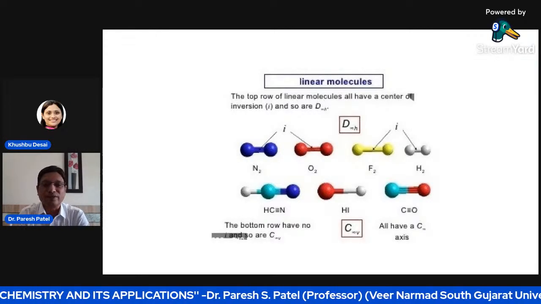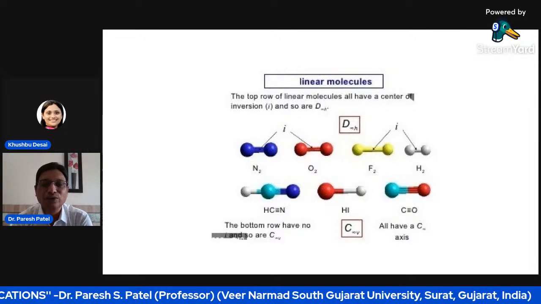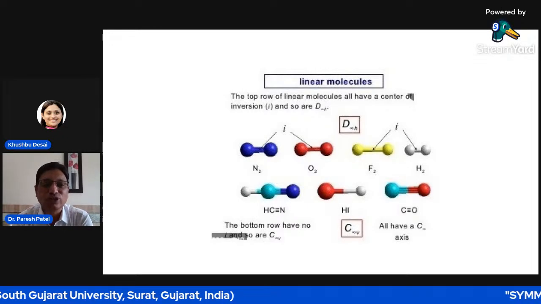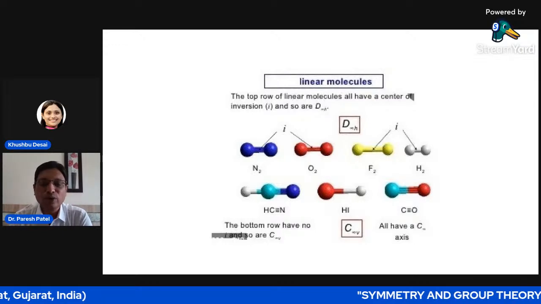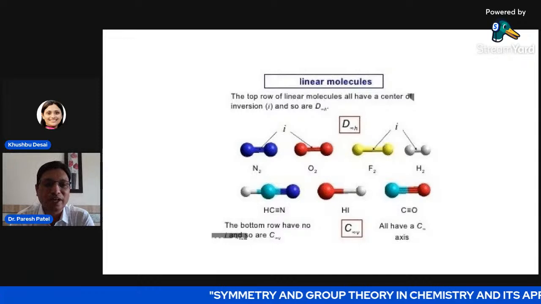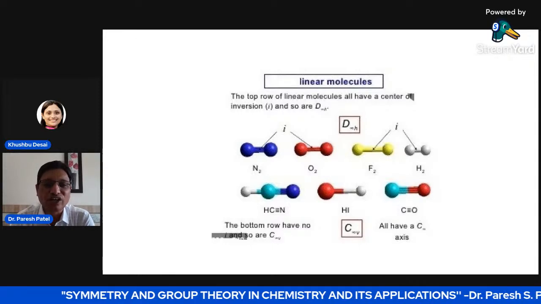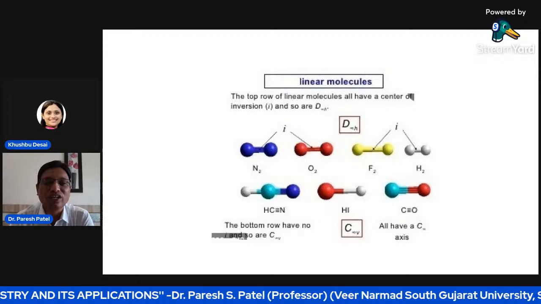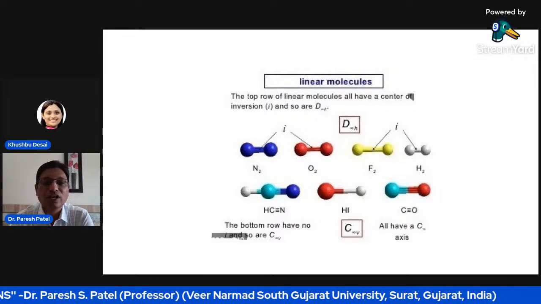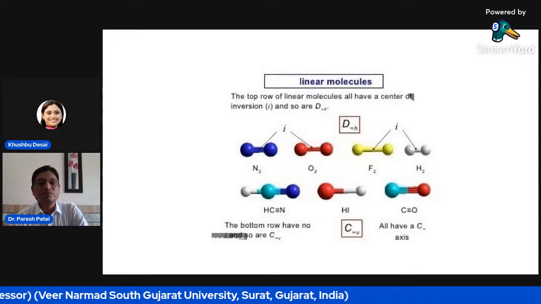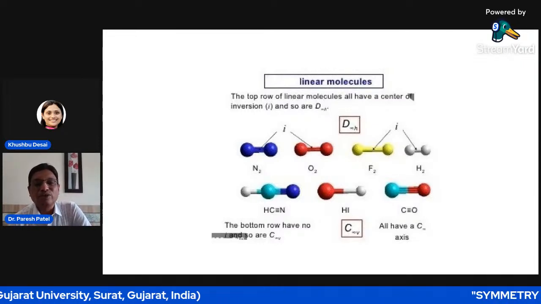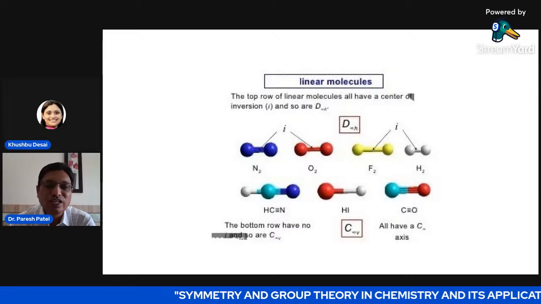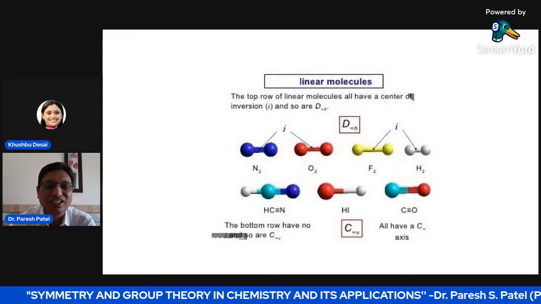These are the linear molecules: nitrogen, oxygen, hydrogen, carbon monoxide, hydrogen cyanide gas, and HI molecule. Now, according to the chart, first we ask whether the molecule is linear or non-linear. If linear, then C infinite v or D infinite h point groups are present. In the case of nitrogen, oxygen and hydrogen, the planes are perpendicular to the main principal axis, so sigma h is present. It means the point group can be assigned as D infinite h.